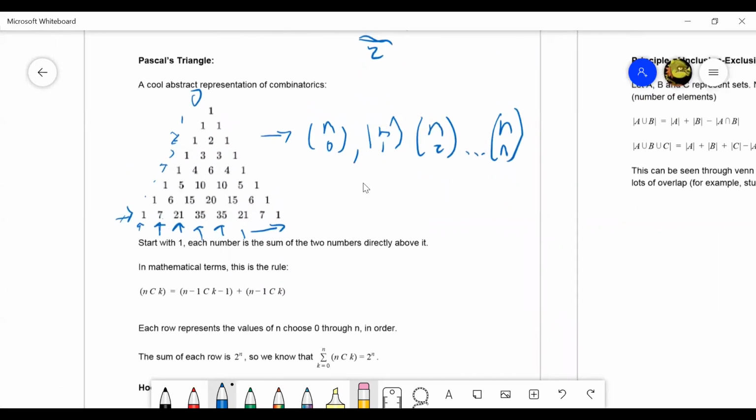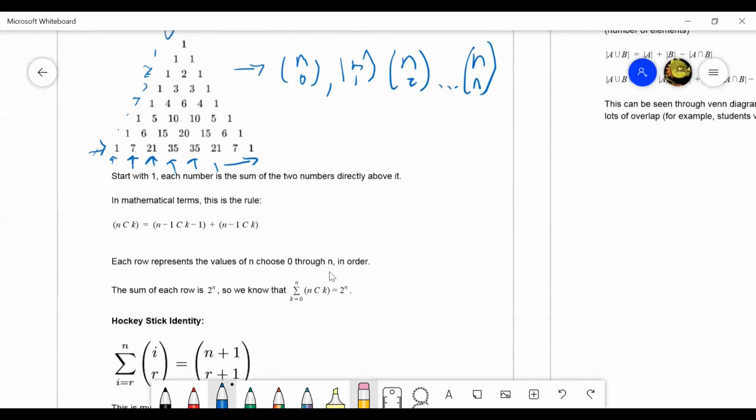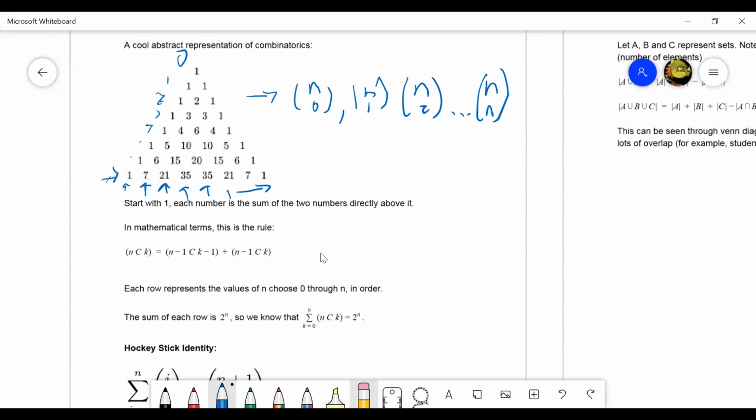I guess you can actually do this algebraically, I believe. I'll just give an overview of it. If we write it algebraically, the way that Pascal's triangle works is that n choose k equals n minus 1 choose k plus n minus 1 choose k minus 1. Right. So I'll give you an example.